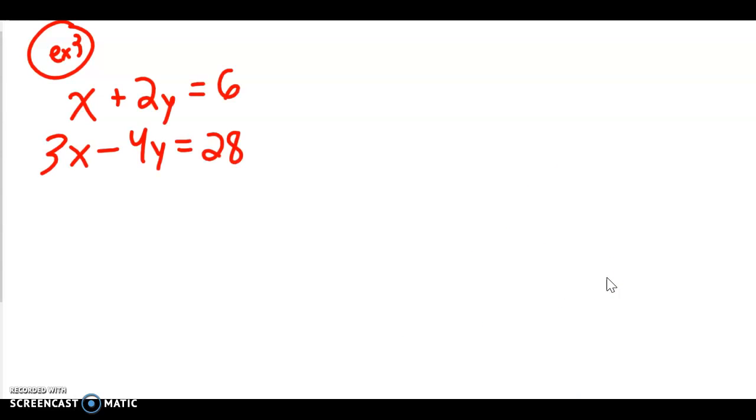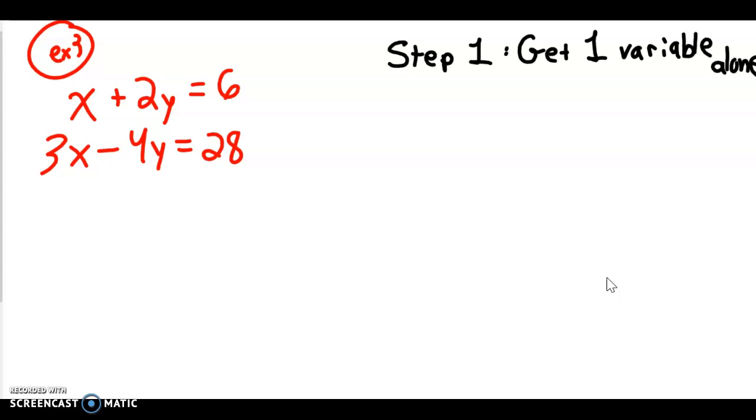Let's do a little bit longer problem. So equation 1, x plus 2y equals 6. Equation 2, 3x minus 4y equals 28. Step 1, get the variable alone. We have 4 variables, 1x, 1y, second x, second y. I'm going to pick the first x to get alone because that has no coefficient. x equals 6 minus 2y.